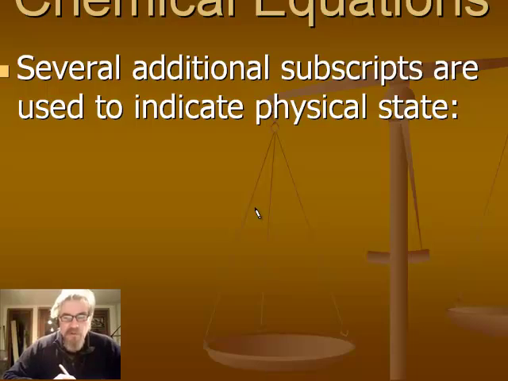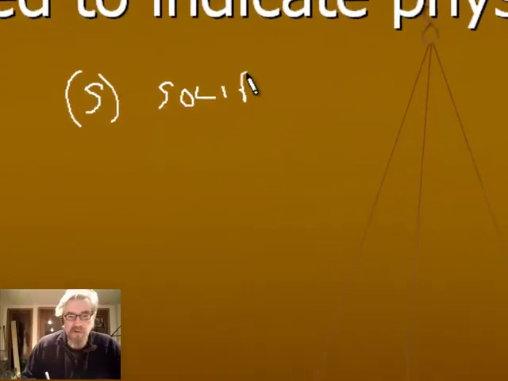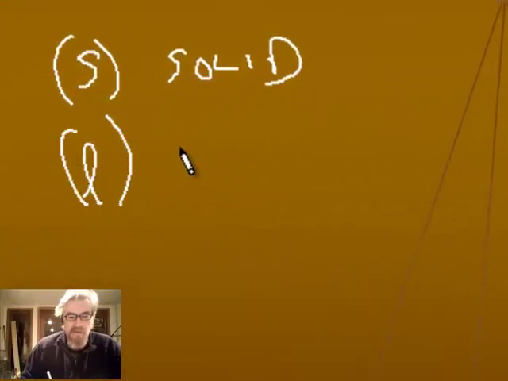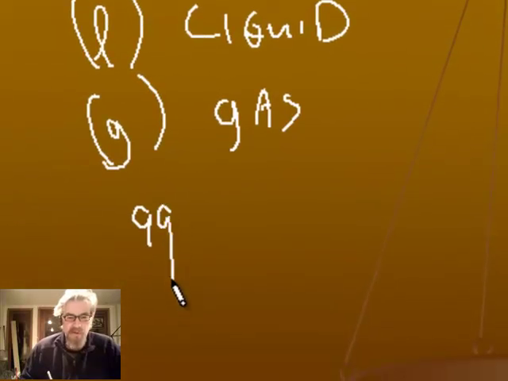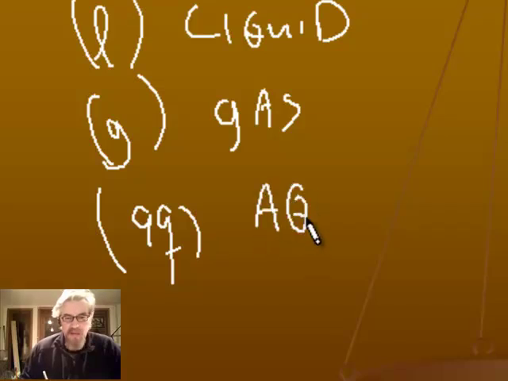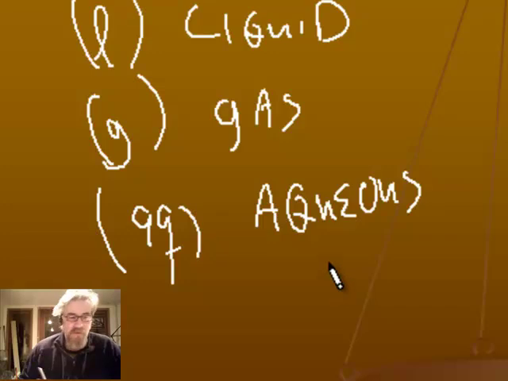There are some additional symbols that we use as subscripts to indicate physical state. For example, a little S as a subscript indicates solid. An L in parentheses as a subscript, liquid. Not a surprise that G means gas as a subscript. And then here's another one that might not make as much common sense, and that's AQ. That means aqueous. Something is an aqueous solution, which means dissolved in water.